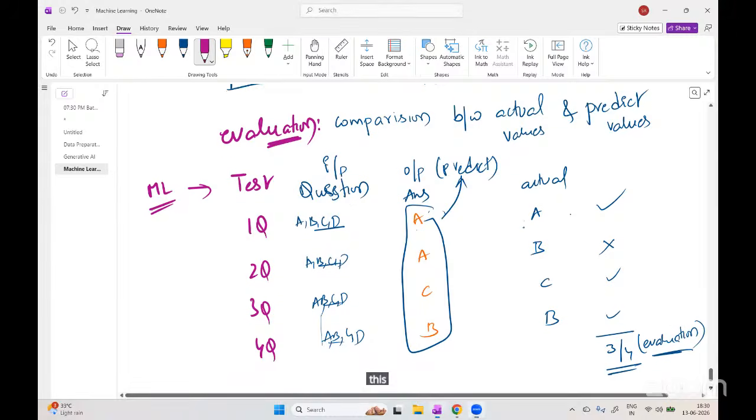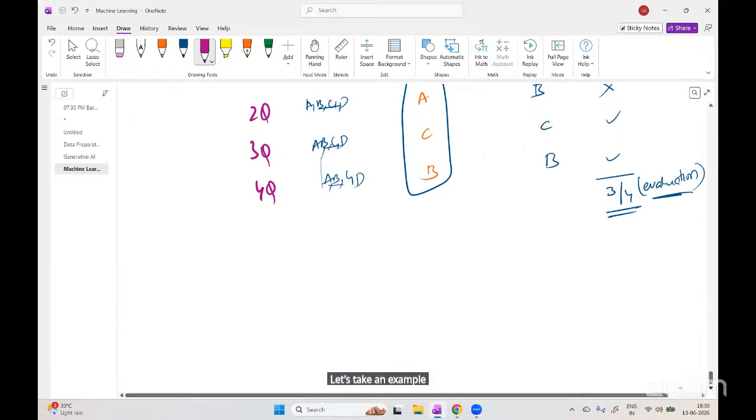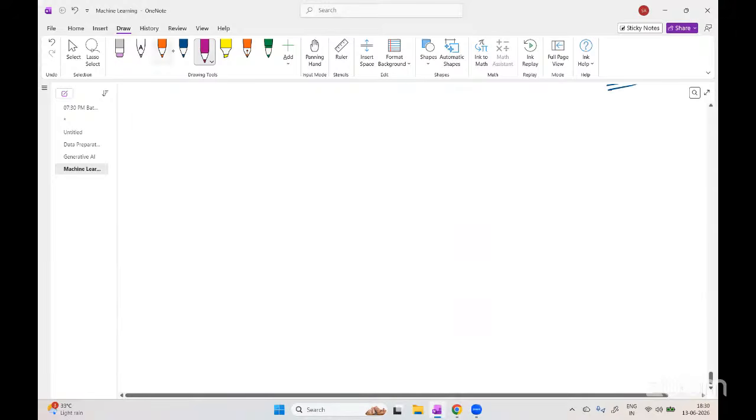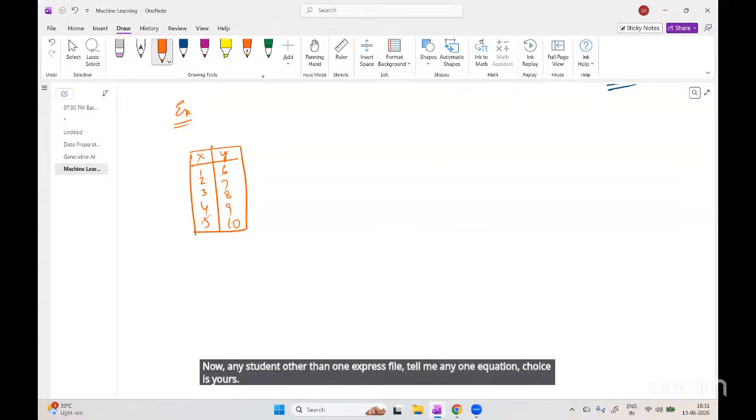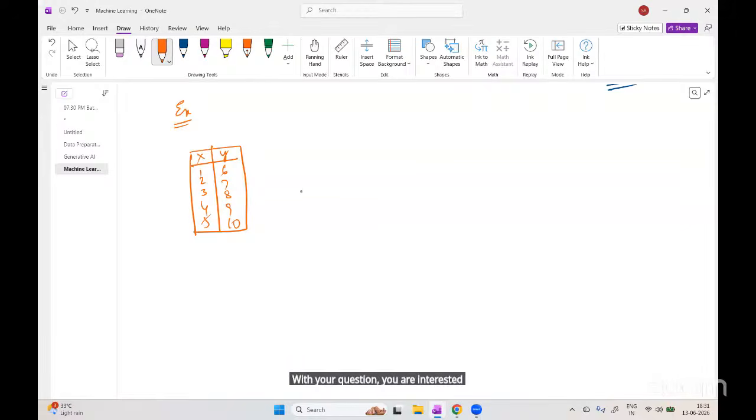Now, let's take an example, one more example so that you will get complete clarity on this. The same previous example. X is 1, 2, 3, 4, 5. Y is 6, 7, 8, 9, 10. Now, any student other than 1x plus 5, tell me any one equation. Choice is yours. Blindly you give me. One of the students is giving 2x square.